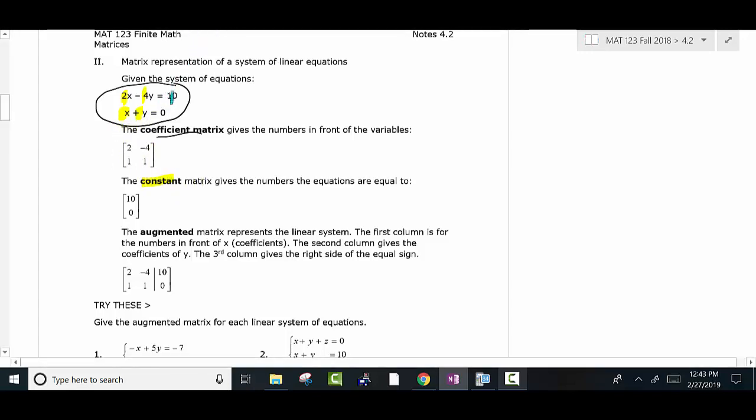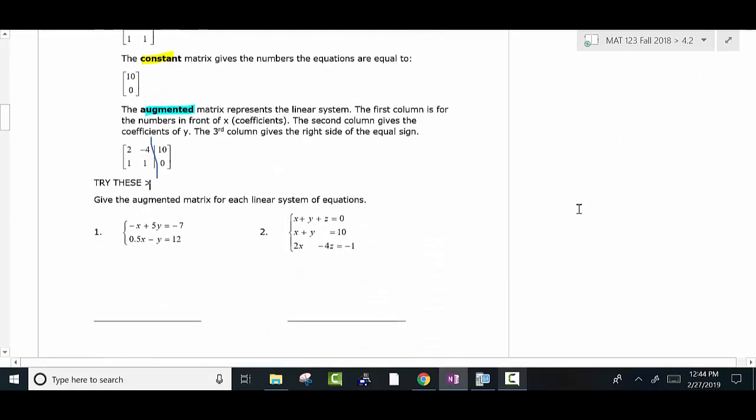The constant matrix is what it's equal to, so that would be the 10 and 0. When you do what's called an augmented matrix, you put the first row, 2, -4, 10, then 1, 1, 0. Then you put that bar there to represent the equal sign. That's called an augmented matrix. That's what we're going to learn how to work with on our calculator today. Most of the stuff we're going to start off with in this section is just knowledge level stuff. These are going to be super easy to do.